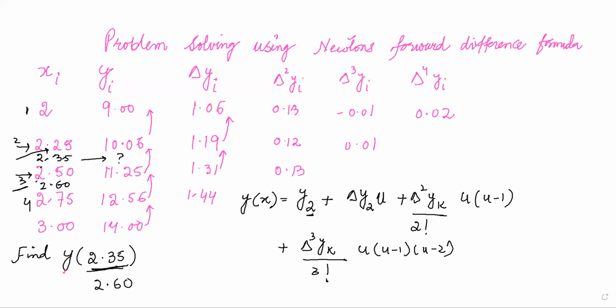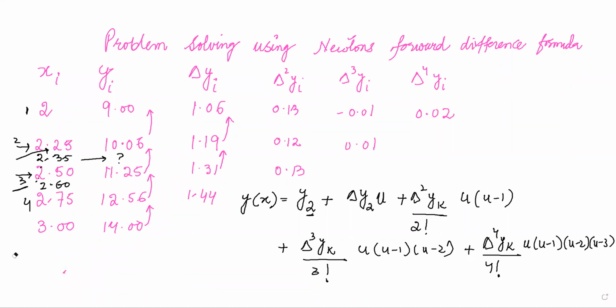Okay, the next will be plus delta 4 yk divided by 4 factorial into u minus 1 into u minus 2 into u minus 3. Okay, so we have only delta 4y, so this is how the polynomial will behave. Now, using the values we are given, we have to find first of all the value of u.